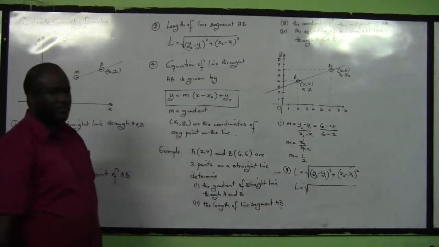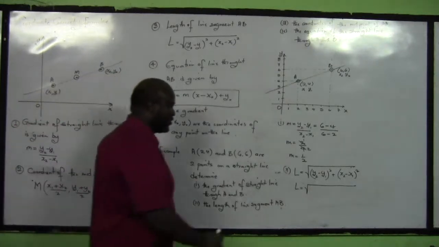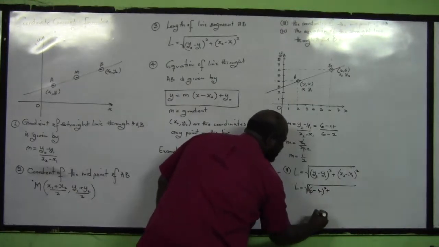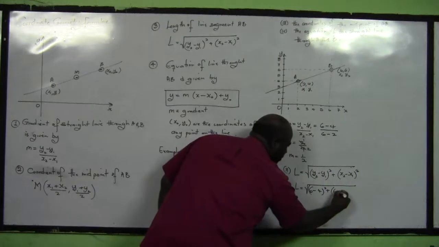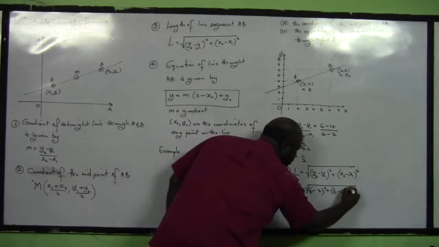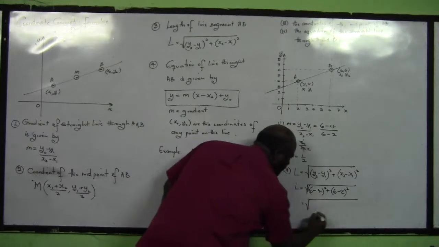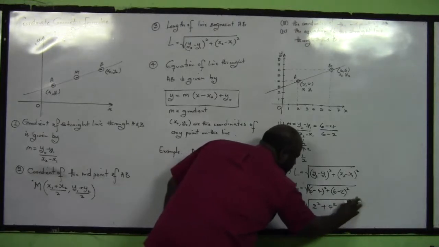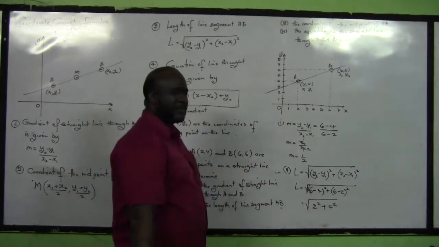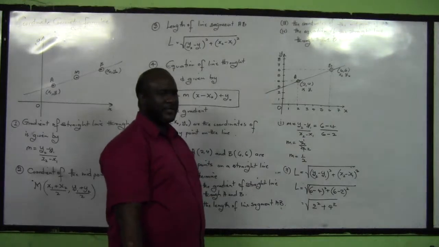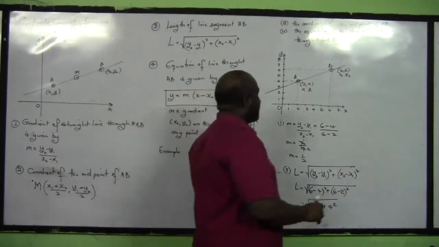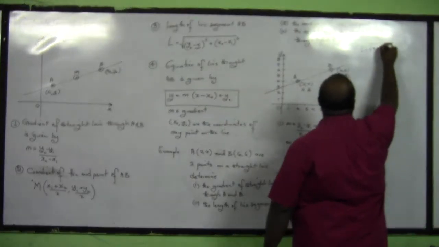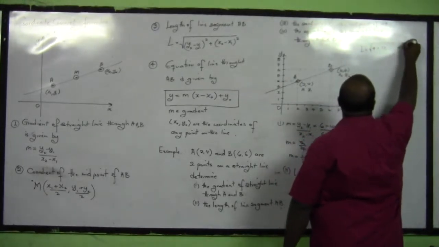What is y2? 6. Minus, what is y1? 4. Squared. What is x2? x2 is 6. Minus x1? 2. Squared. So this is the square root of 2 squared plus 4 squared. 2 squared is 4, and 4 squared is 16. So L is the square root of 4 plus 16, which is the square root of 20.